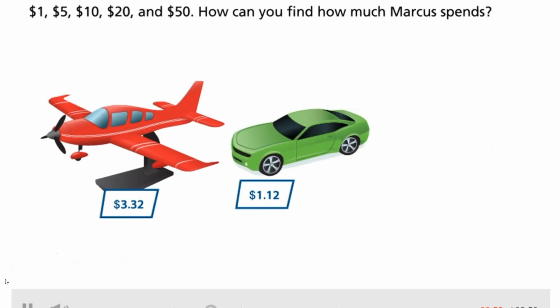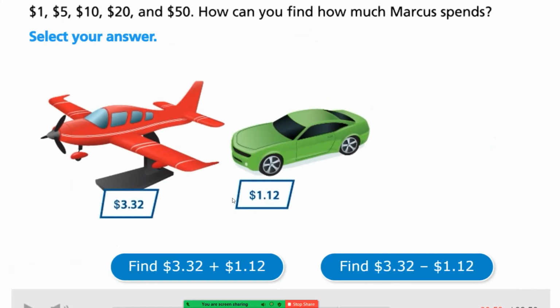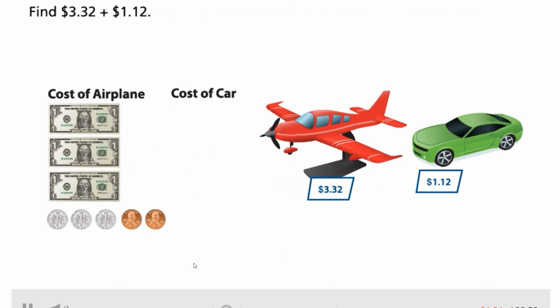How can you find how much Marcus spends? Select your answer. Now, if we want to find out how much money he spent altogether, we're going to first add to find the sum because we want to know the total amount that he spent. Later on, they asked us how much more one is than the other, but that's for the second part of the question. So to find out how much he spent on both the plane and the car, we're going to add those two amounts together. Find $3.32 plus $1.12.